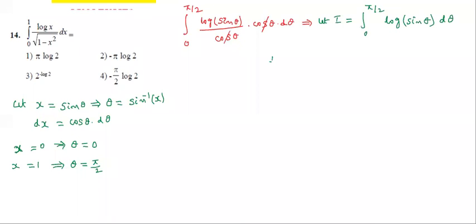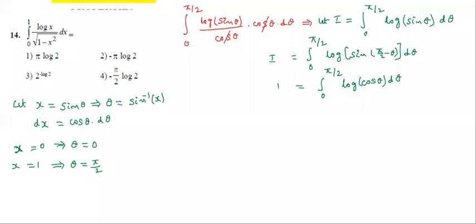So here apply the property: integration 0 to a f of x dx is equal to integration 0 to a f of a minus x dx. What happens? See, logarithm of sine of 90 minus theta. What is sine 90 minus theta, students? That is cos theta, or not? 0 to pi by 2, we get logarithm of cos theta.